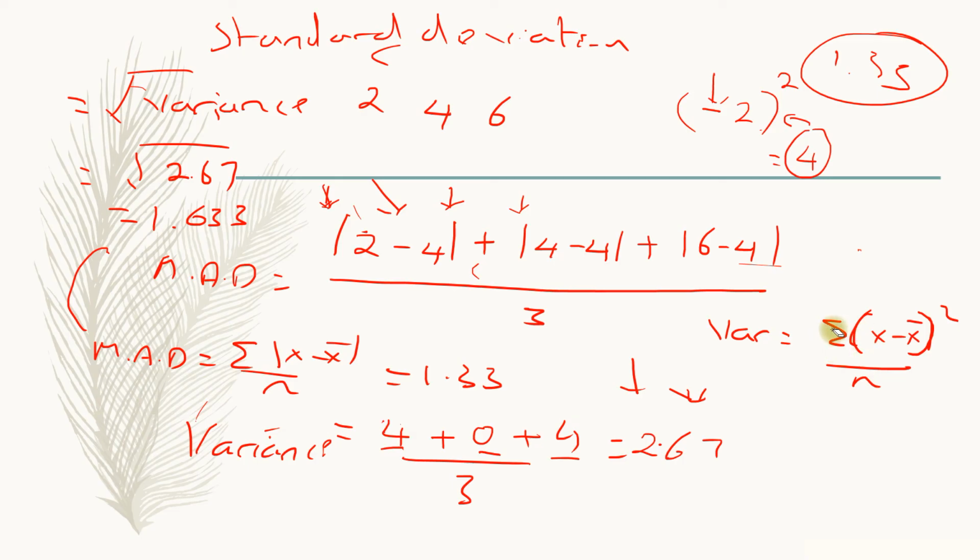But just like we did before, this is for raw data. But if you are going to deal with grouped data, you would know that the formula will be sum of f times x, where x would be the midpoint of the range and x bar would be calculated using the grouped data formula, right? So that's what we are going to do next.